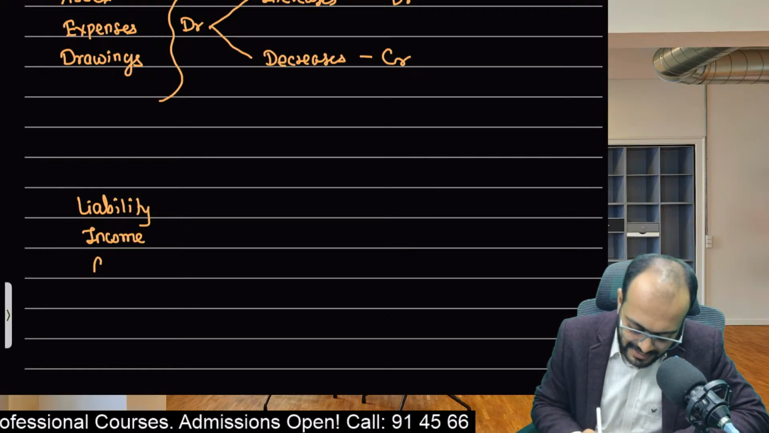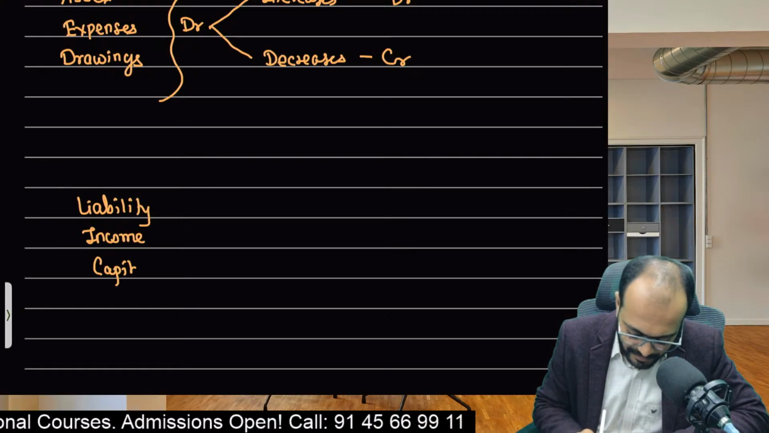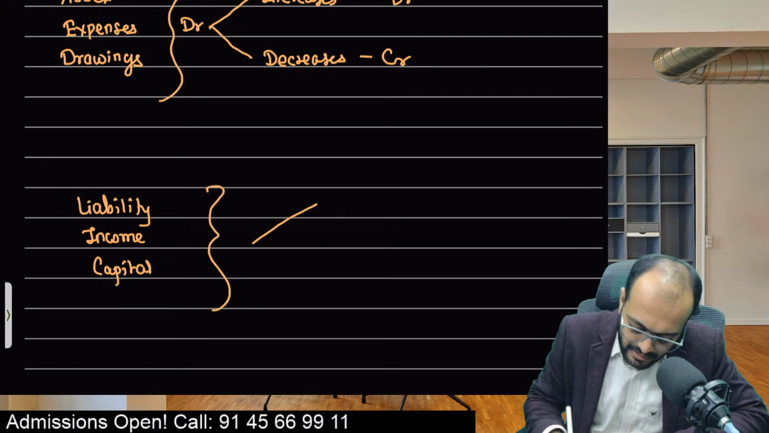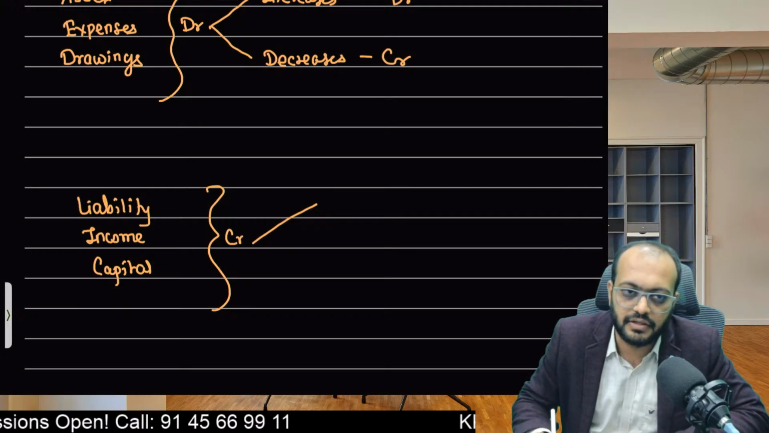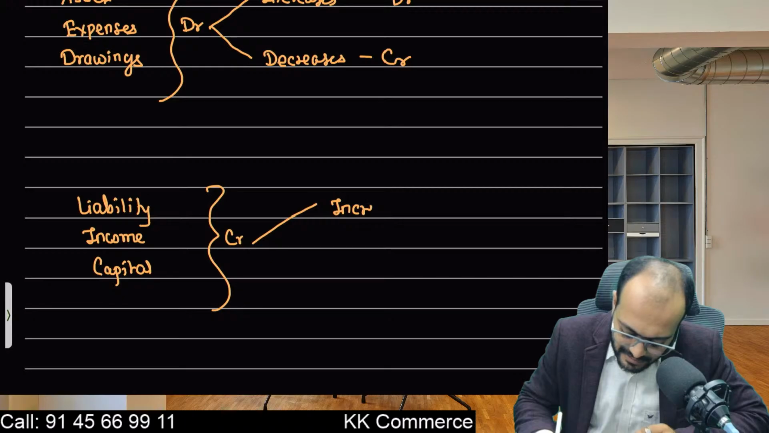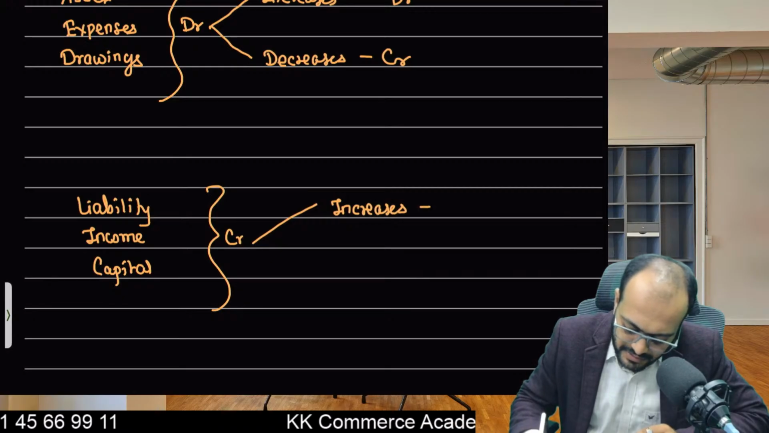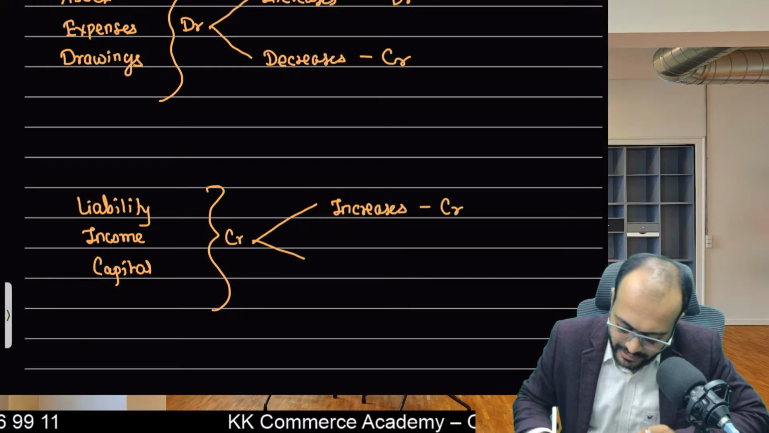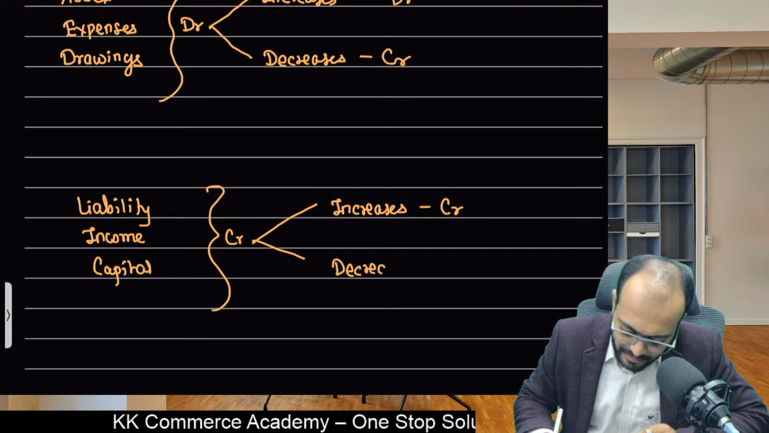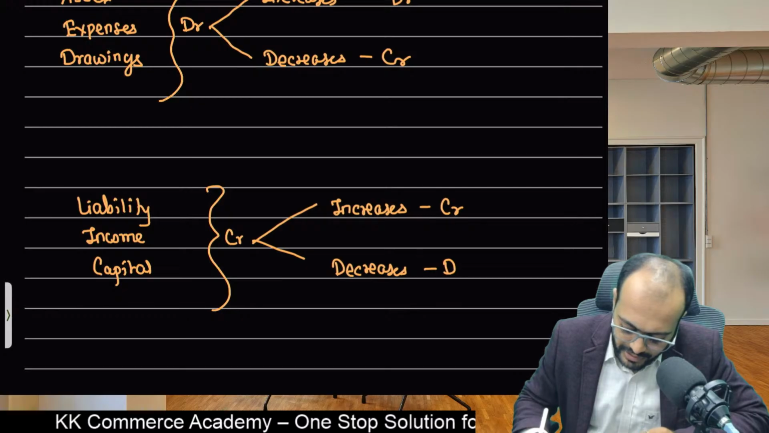Opposite word of drawings is capital. So if these are the original balances of liability, income, and capital, it is always credit. If this increases, we have to give credit to these accounts, and if it decreases, we have to give debit to the account.